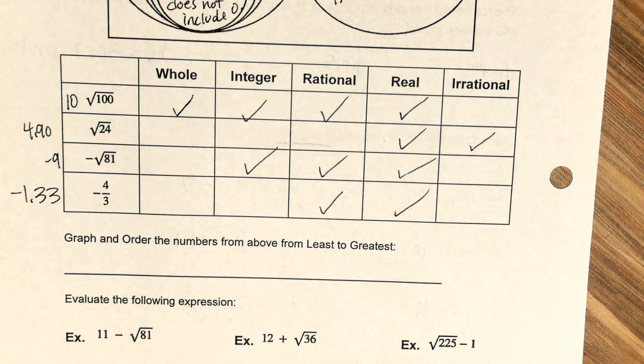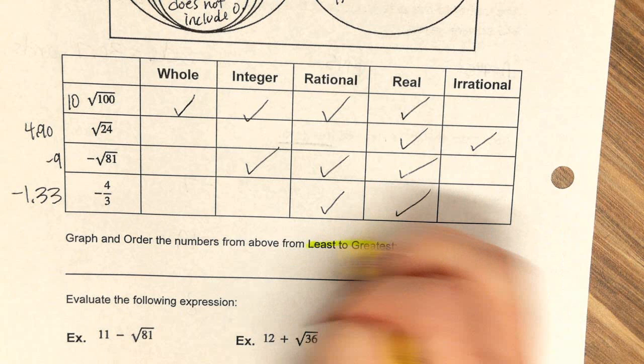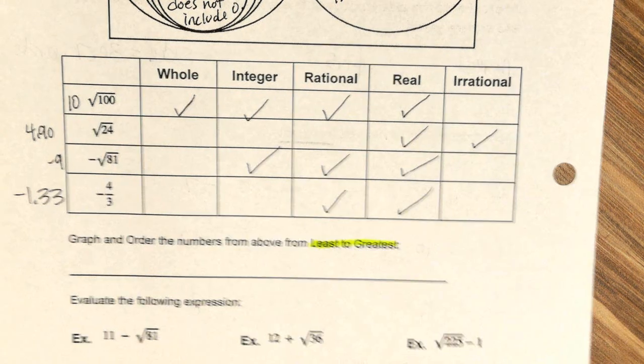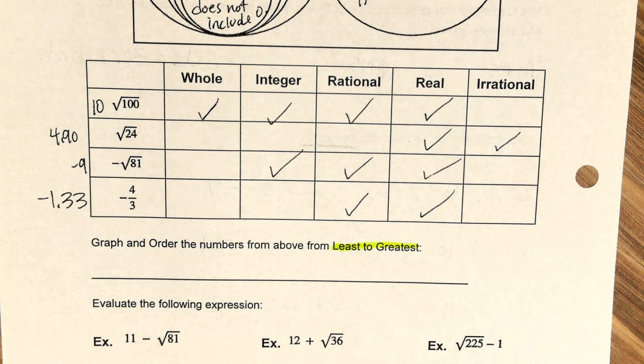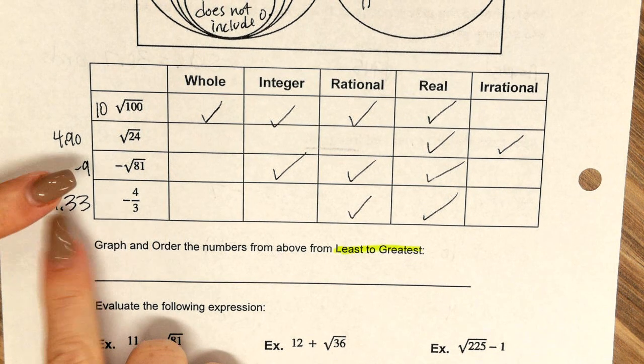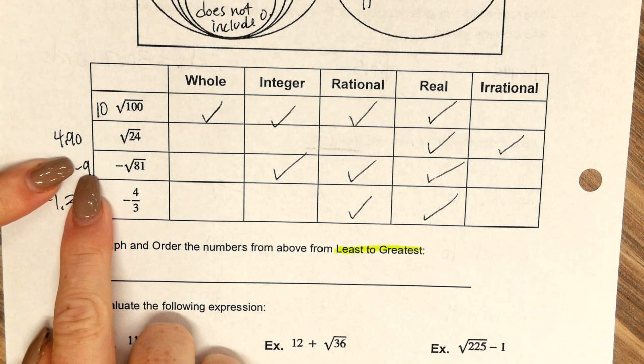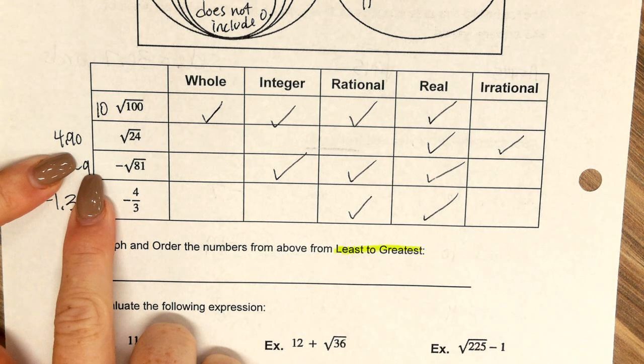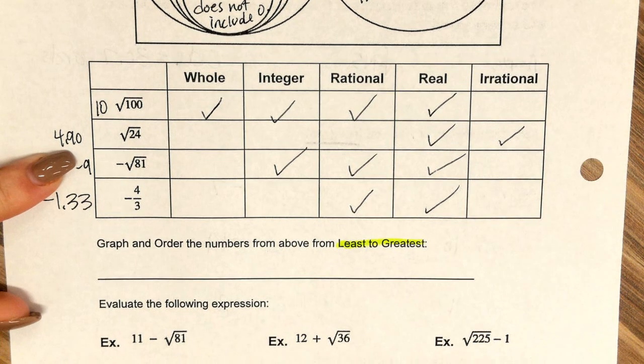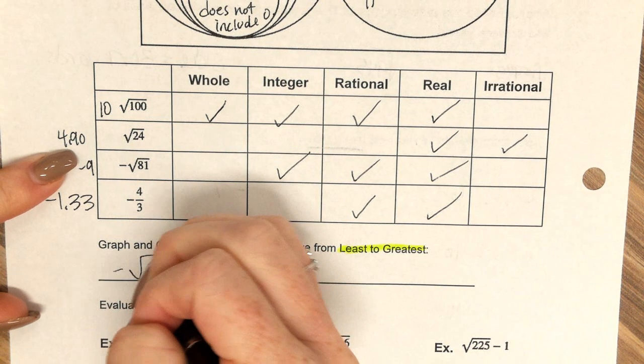So it wants them from least to greatest. What's always worth the least? The negatives, okay? And negatives are like owing money, yes? And the more money I owe, the less money I have. So which one of these negatives would I owe more money? So it's worth the least. And I'm going to write it in its original form. So I'm going to write it as negative square root of 81.